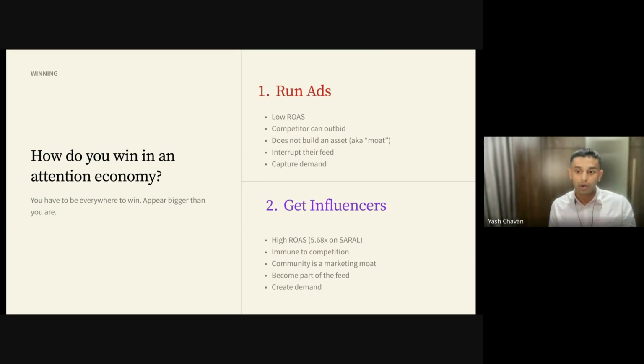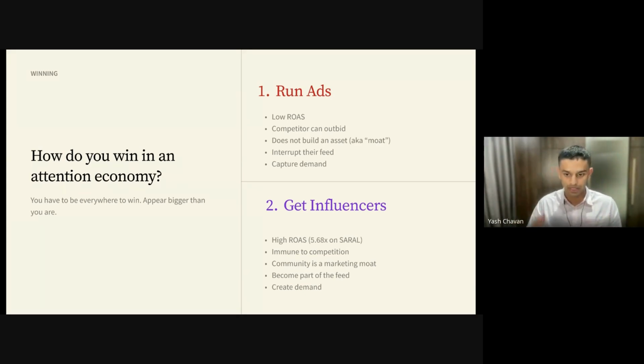Versus with influencers, they flip the script, right? You're getting higher ROAS. The average ROAS for campaigns on Saral, the average across all brands, is 5.68x. It's higher for a lot of brands. You're immune to competition because your competitors cannot steal your influencers. Your competitors can easily raise a round of funding and outbid you on Facebook ads, but they cannot steal your influencers as easily, because that's your own community, that's your own moat.